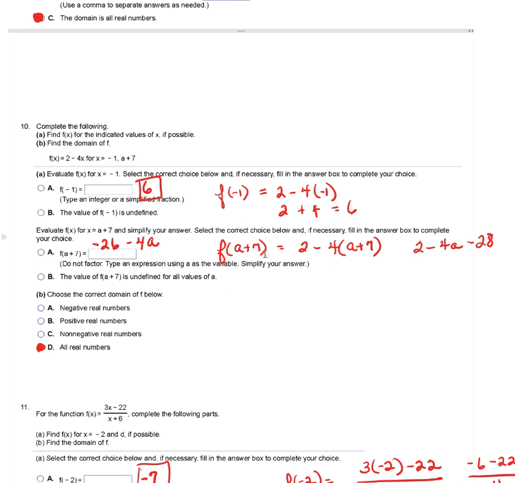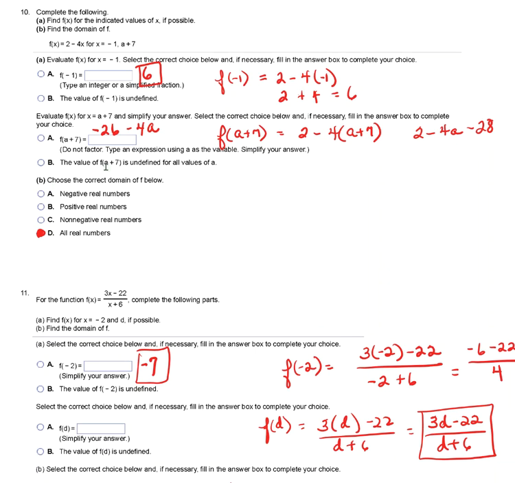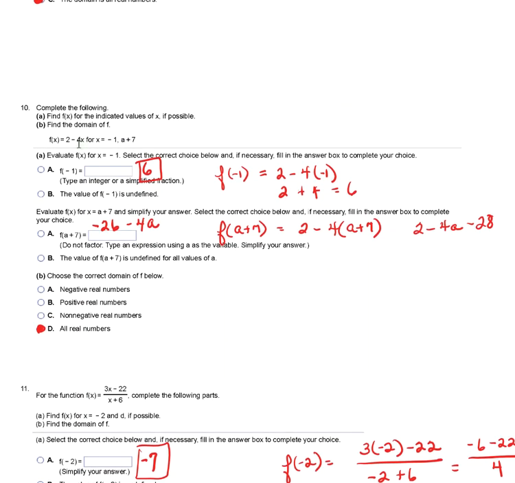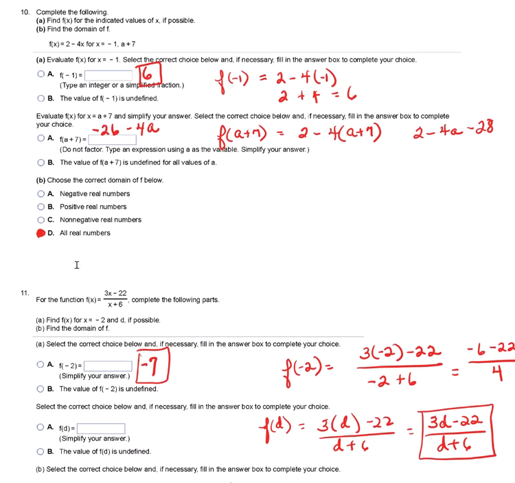If I plug in a plus 7, here's where I plugged it in. Now I'm going to distribute, and I have 2a minus 4a minus 28. Be sure that minus distributes there. So then you have negative 28 and 2. So that will make that negative 26 minus 4a. Again, the domain, there's no restrictions on this. We can put in any number at all. It can be negative, positive, a 0. It'll still work. So all real numbers.